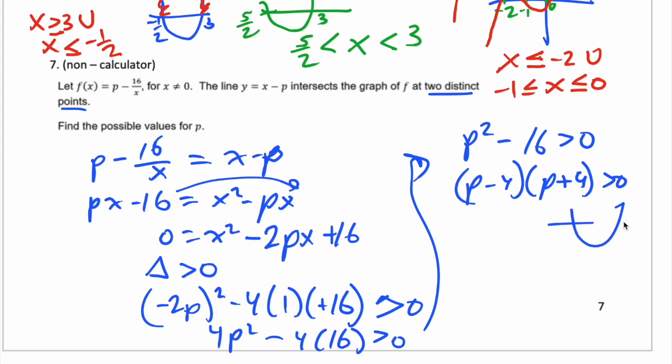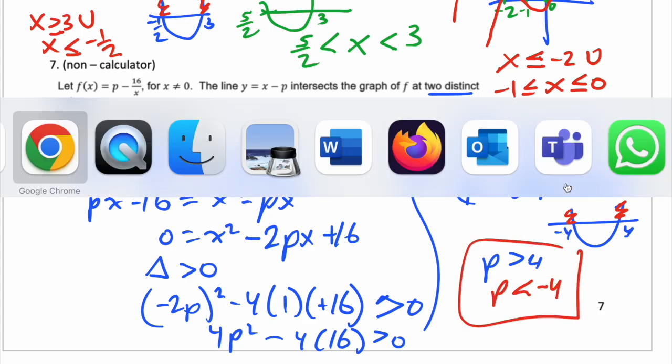And again, think about this solution. We're at -4 and 4. Greater than 0 gives you p greater than 4, like this section of the parabola, and p less than -4. Okay, let's check that out on Desmos.